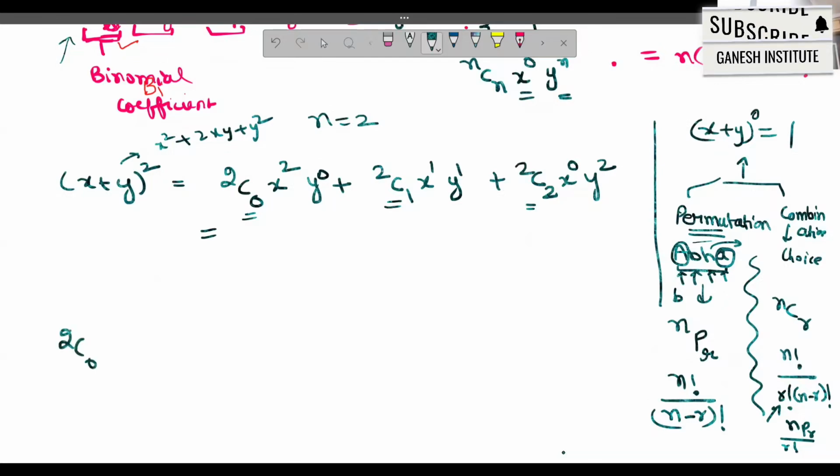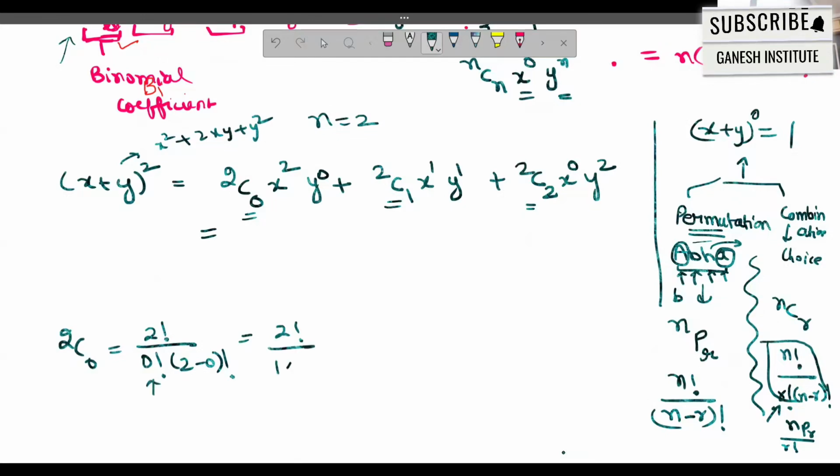So if it is 2C0, if I do it separately, that will be what? Using the formula, we write 2 factorial upon 0 factorial into 2 minus 0 factorial. This is the formula, right? So 2 factorial upon 2 factorial, and 0 factorial is 1 only. So this becomes 1. Answer is 1. So this has become x square.